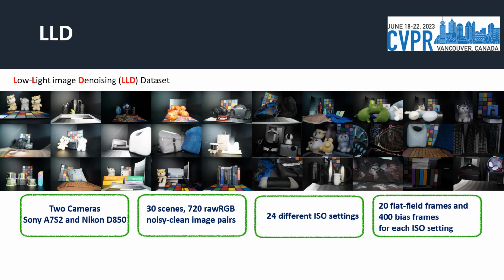We collect a dataset named LLD for extreme low-light image denoising. The dataset contains pairwise noisy clean images captured by 2 cameras, i.e., Sony A7S II and Nikon D850. We also provide flat field and bias frames covering a wide range of ISO settings. Besides, to the best of our knowledge, our LLD dataset is also the first public dataset with flat field and bias frames available for various ISO settings.